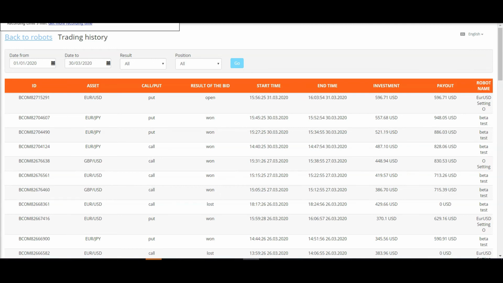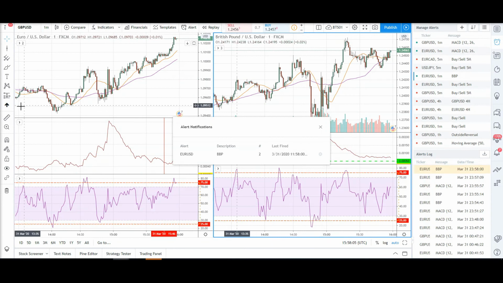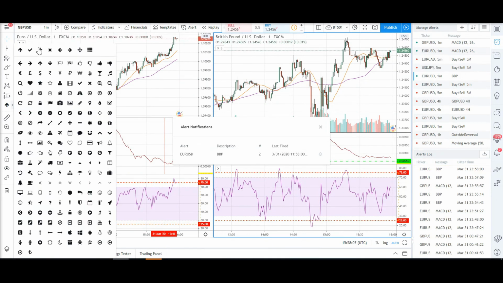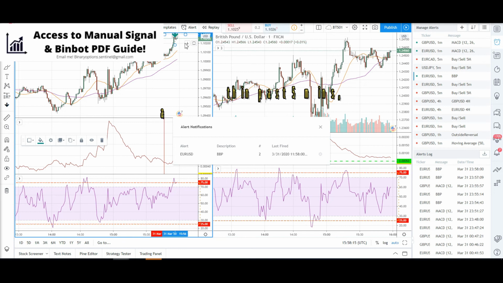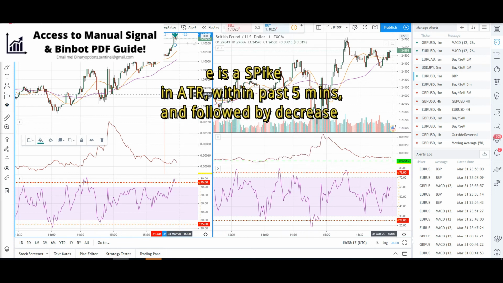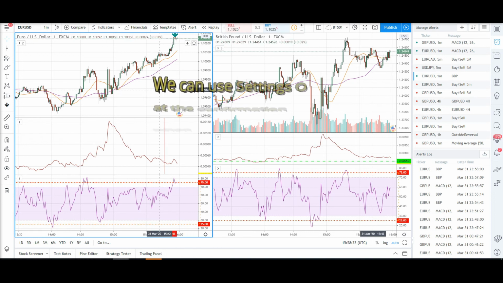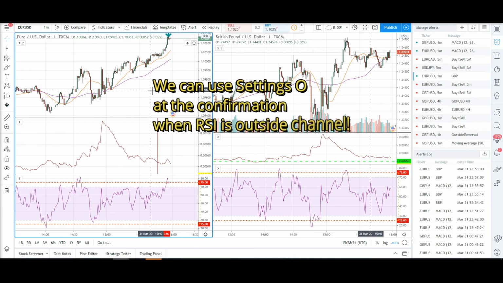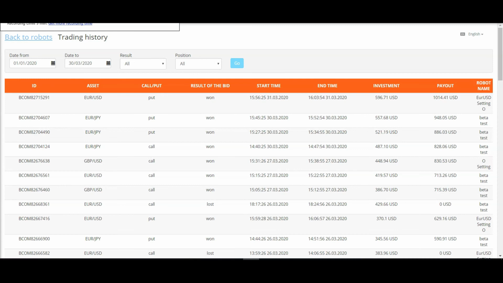Let me do this first. Let me turn off the robot. Put trade at 56, it's about 2 candles before. So let's hope for a reversal to happen. As I was saying, if within the previous 5 minutes there's a spike in ATR and a sudden decrease in ATR, I would still use settings O for that particular trade. Settings O is still working well in the current market situation, so you guys can actually try to use that setup.